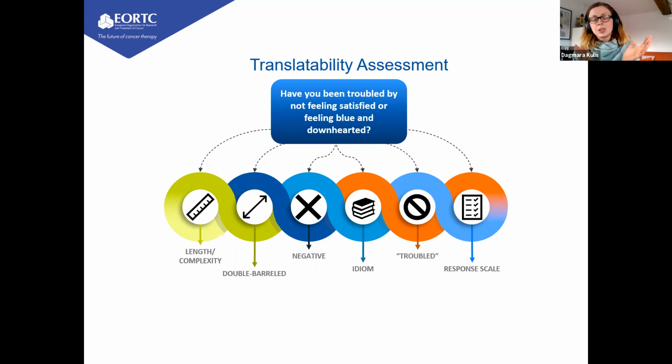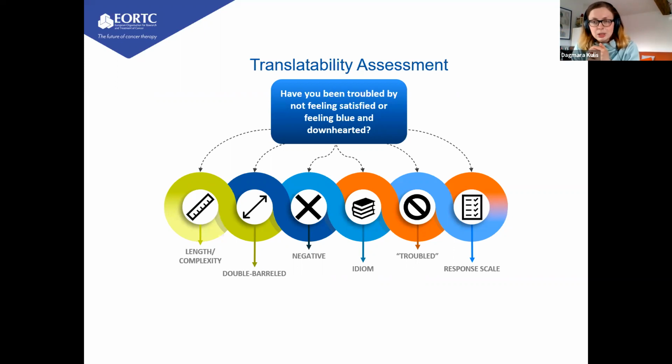So for example, this is a very fake example. I don't think that anybody would come up with such a really bad question, but this is something I made up to show all the possible issues that might happen in a questionnaire. So have you been troubled by not feeling satisfied or feeling blue and downhearted? First issue here, it is a very long and complex question. So it's already 4 lines in English.